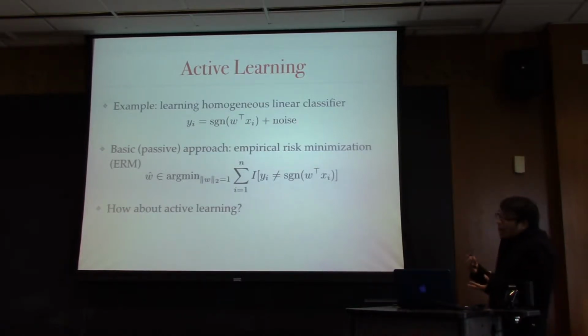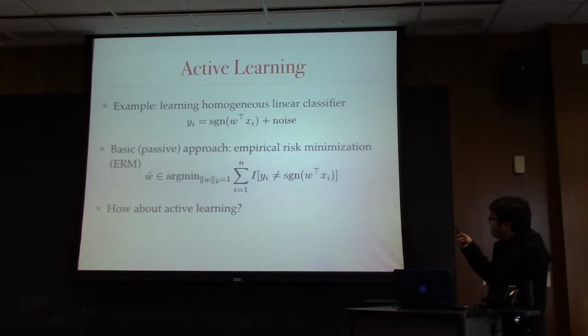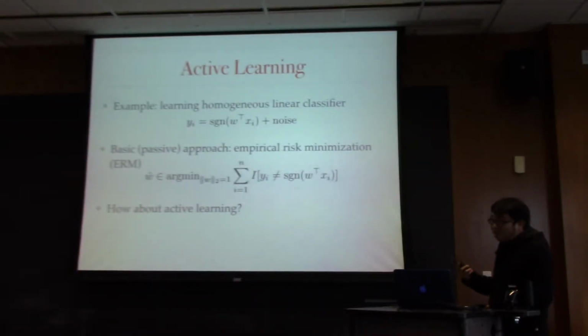So in the passive learning setting, the basic approach is to do empirical risk minimization. In this setting, we are given n data points yi and xi. In this approach, we want to find a linear classifier W hat so that the empirical error, which is the number of mistakes made on the training data, is minimized. Although this is an NP-hard problem, suppose you can solve it, then some existing theory shows that this W hat will be very close to W, and it will have small generalization error.